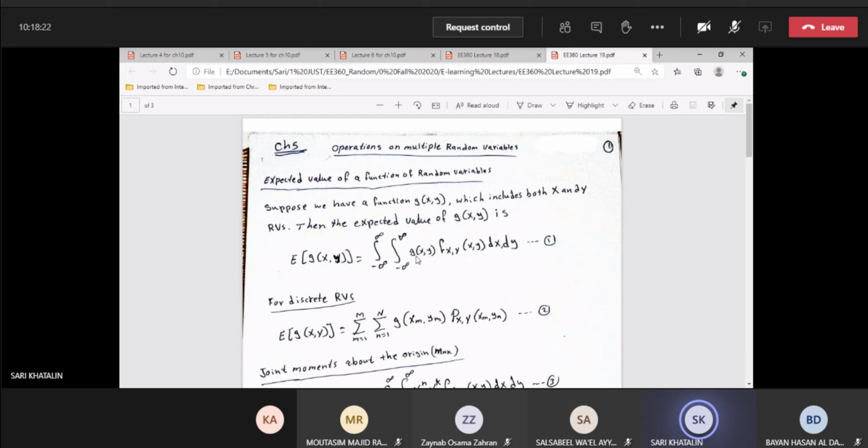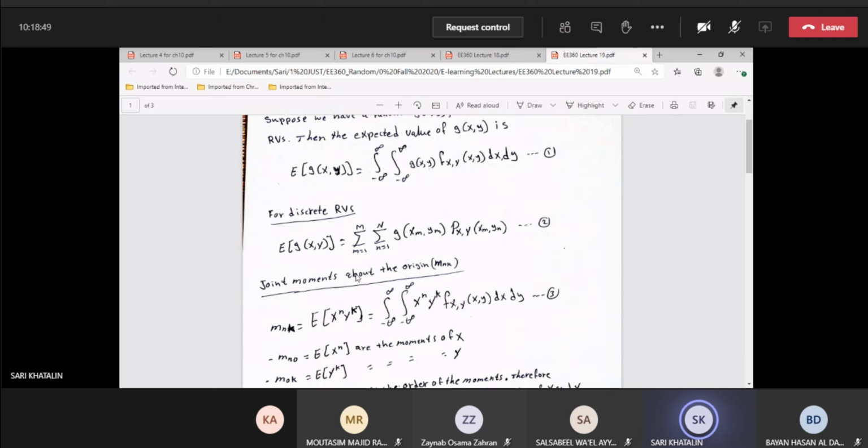There we dealt with a function of X or a function of Y by itself. In here we have a function of X and Y together. So obviously we have to do the integration for X and for Y as well. So double integration. Okay. So this is the expected value, or the mean, of both random variables X and Y. And similarly, this is for discrete random variables.